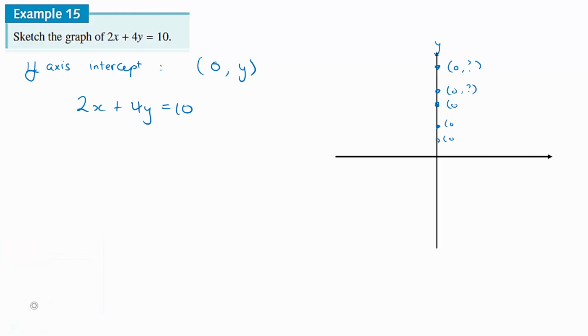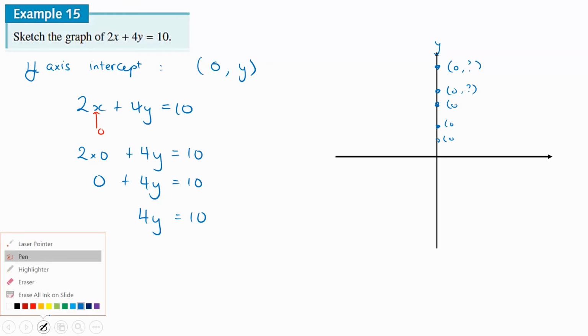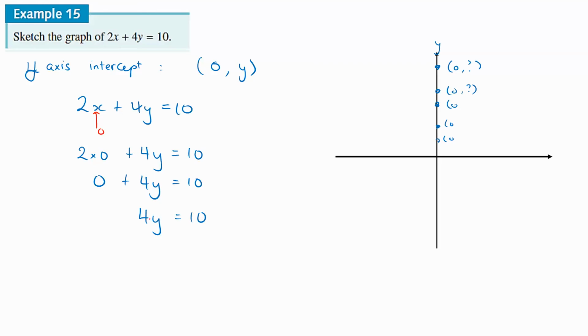So that's what I'm going to do. If x has to be 0, what I have now is 2 times 0 plus 4 times y equals 10. 2 times 0, which is 0, plus 4y equals 10, and 0 plus 4y is 4y. Okay? And now we want to solve for y. Again, we don't want 4y. To remove this 4, this is 4 times y. The opposite of times is divide.